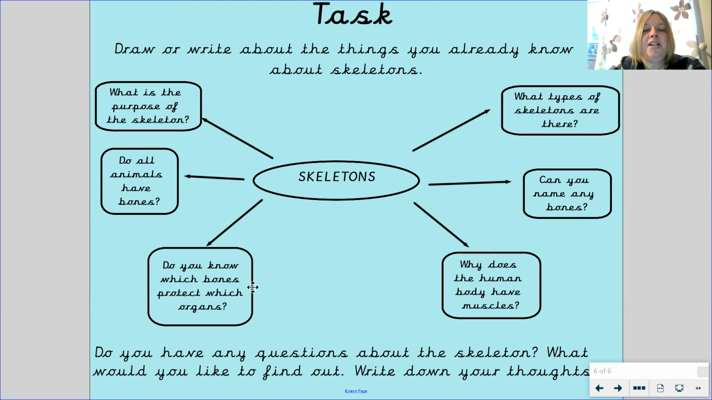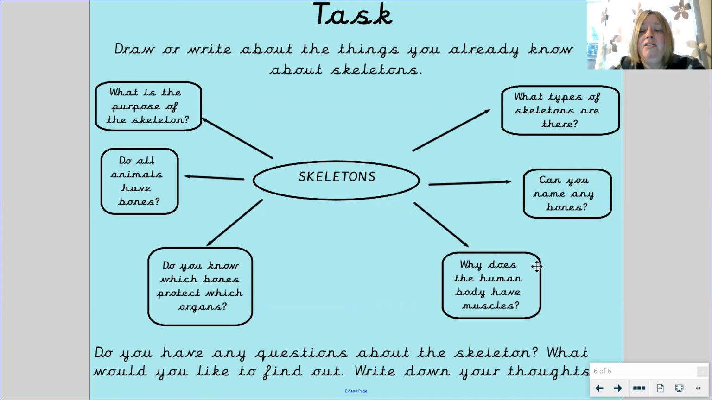Our next question, do you know which bones protect which organs? So do you know the name of any bones that protect organs inside your body? Our next question up here, what types of skeletons are there? Can you write me a list of the types of skeletons there are? Our next question, can you name any bones? Can you write me a list of any bones that we have inside our body?